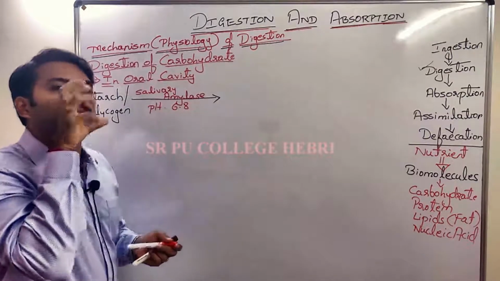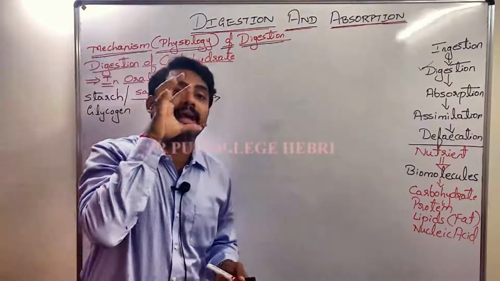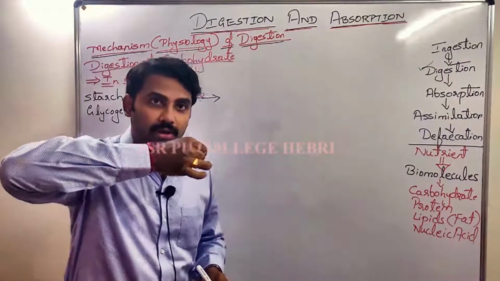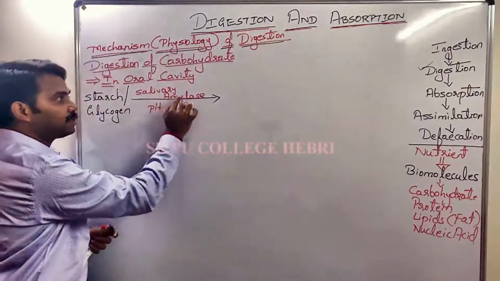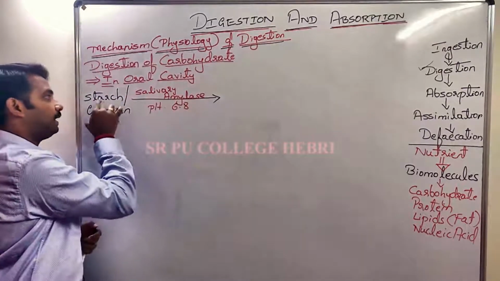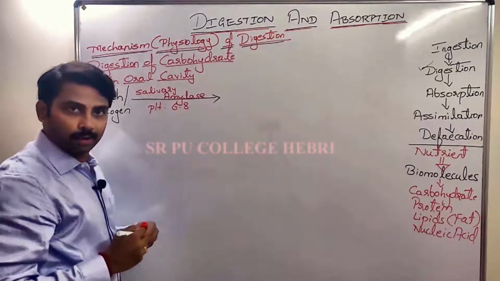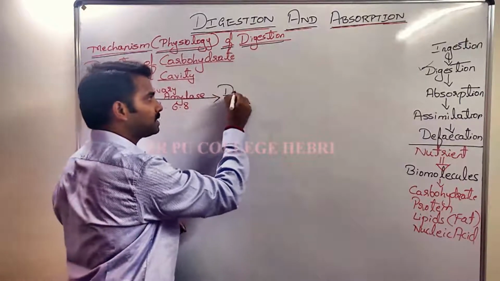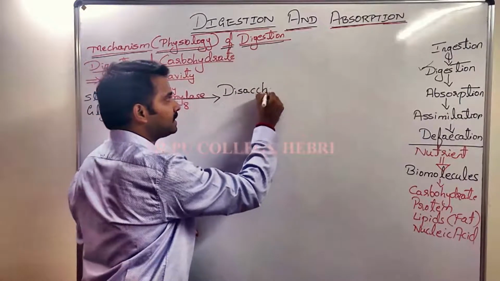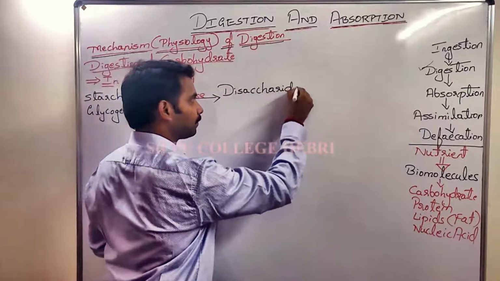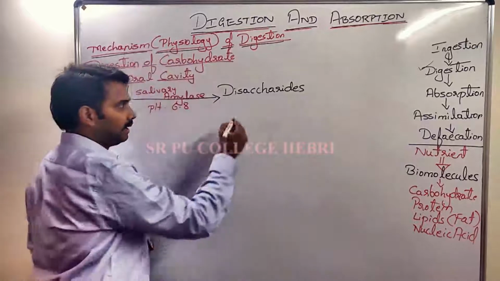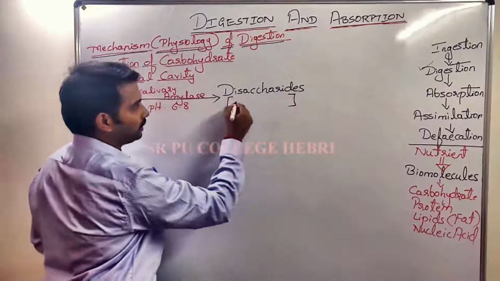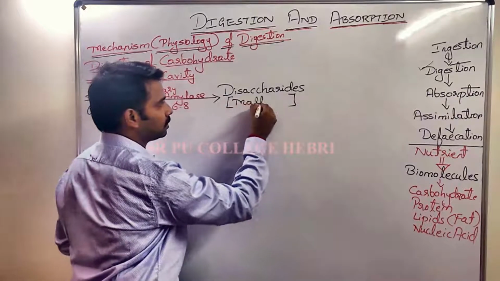When I am chewing that food, along with mechanical digestion, saliva mixes with the food. Salivary amylase present in the saliva acts on both starch and glycogen, which are broken down to smaller pieces called disaccharides. What? Disaccharide. And one of the very important disaccharides formed during this process is what?